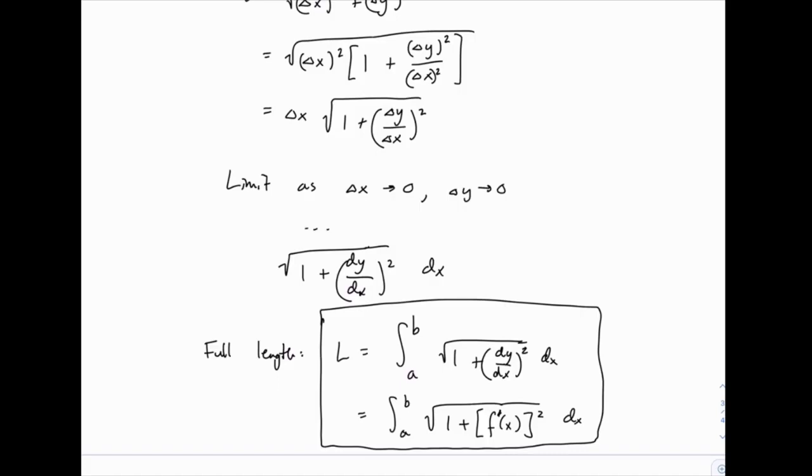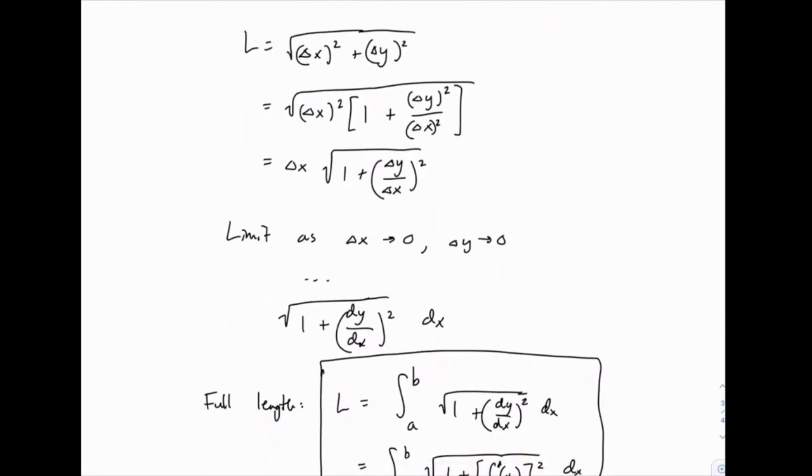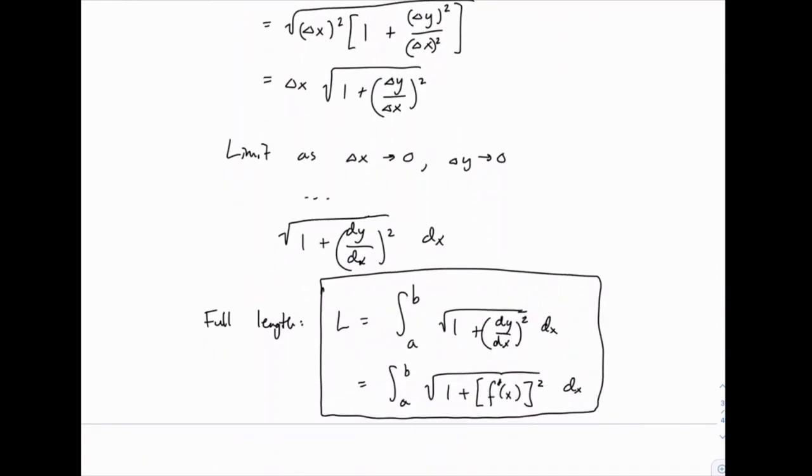The a and b, of course, are bounds in terms of x. That would be the x value at the starting point and the x value at the ending point. So there's the formula, and we'll do a couple examples in the next video showing how to apply this formula.